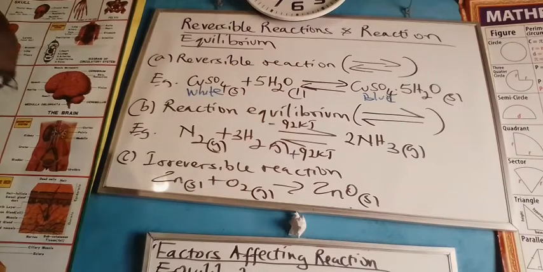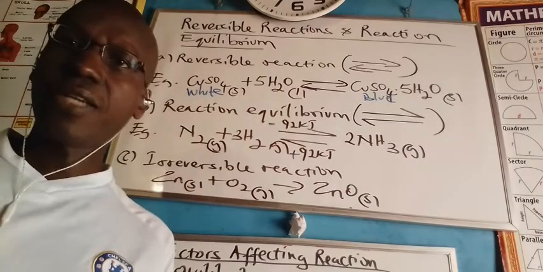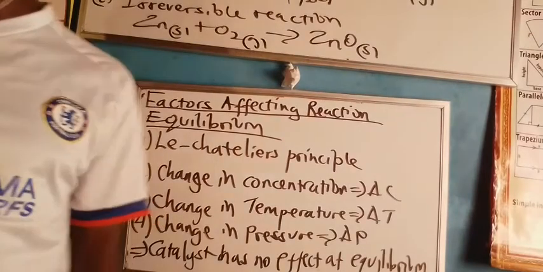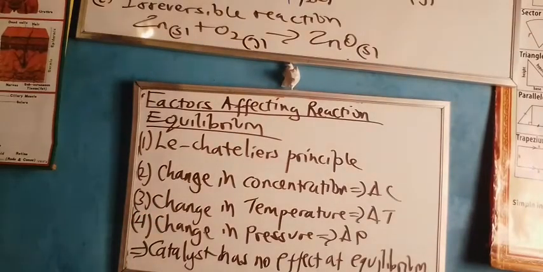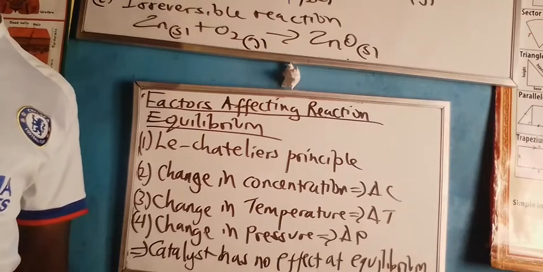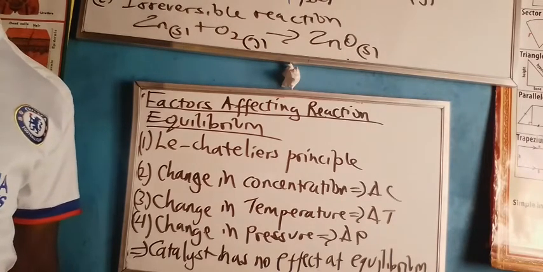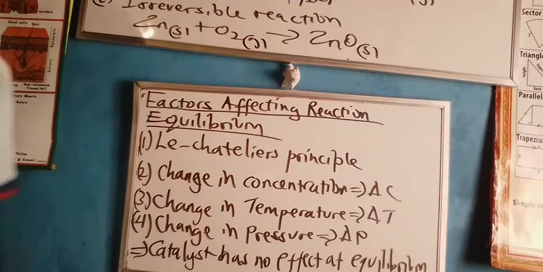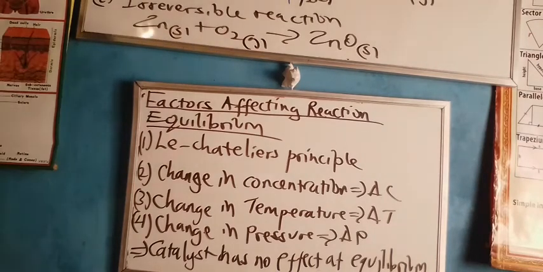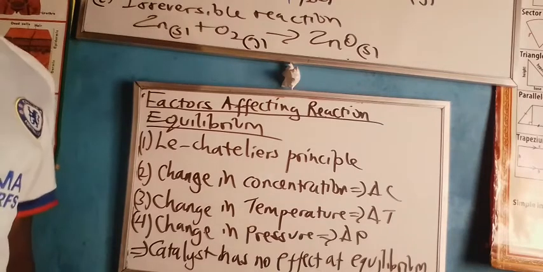Therefore, it is logical to conclude that a reaction which has attained a state of dynamic equilibrium has all factors rendered constant. Namely, at equilibrium, one, the concentration is constant, two, the pressure is constant, three, the temperature is constant. The catalyst has no role once equilibrium has been attained. Therefore, adding or removing it at equilibrium will not affect the state of equilibrium.